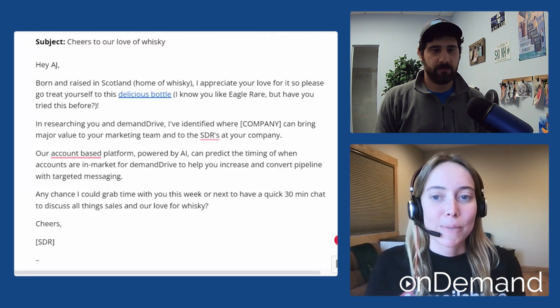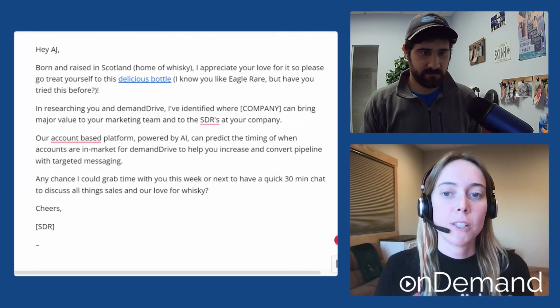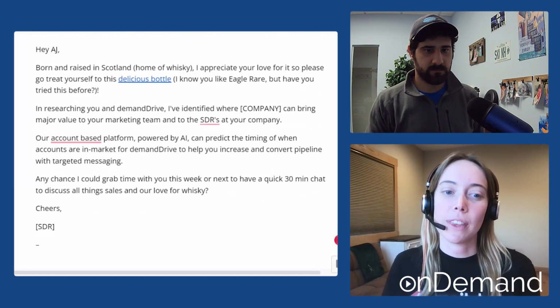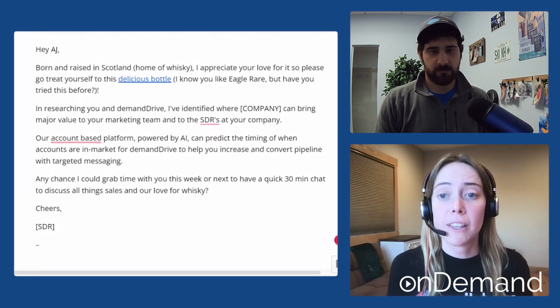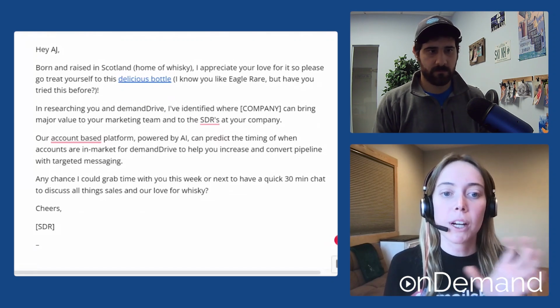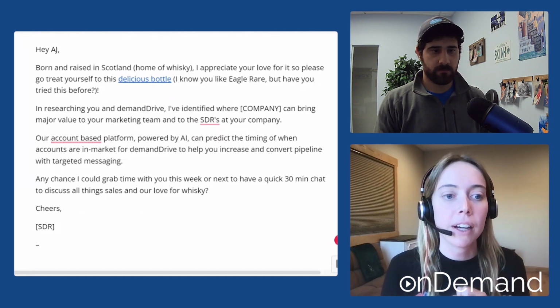And then the next part. So this is one of these concepts that I like to say of leaving out the how. They talk about a benefit that your team could use, from the marketing team to the SDR team at your company. They've identified major value there.